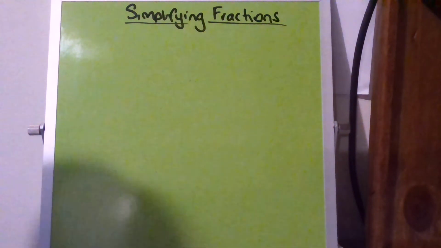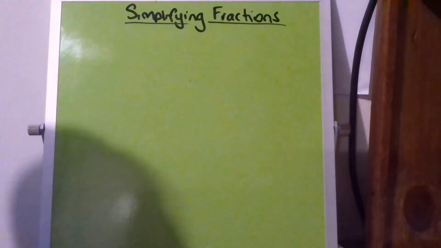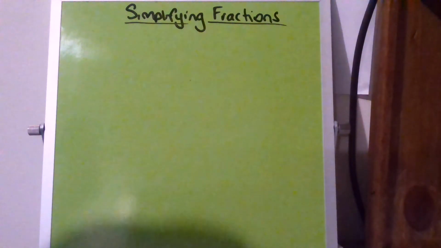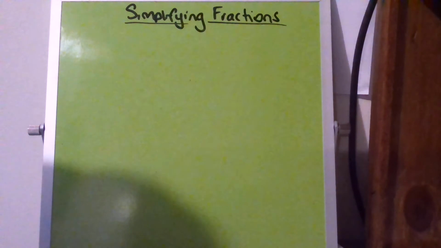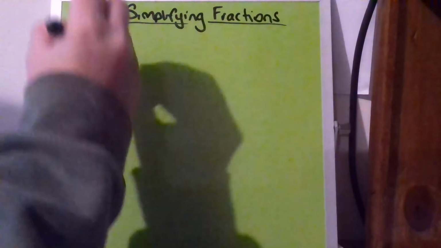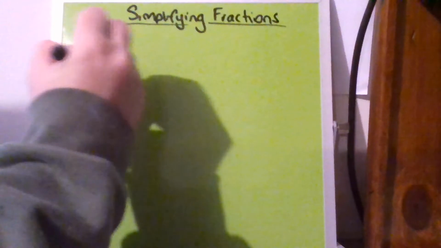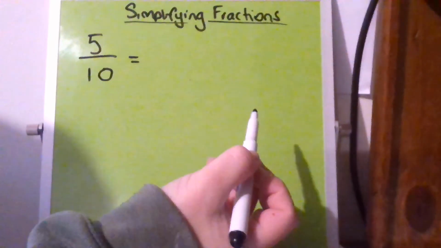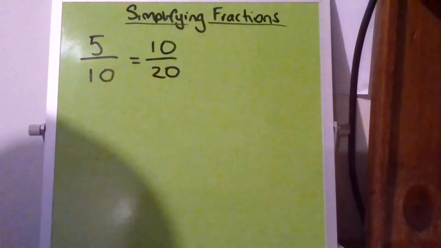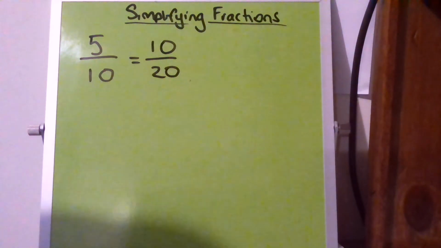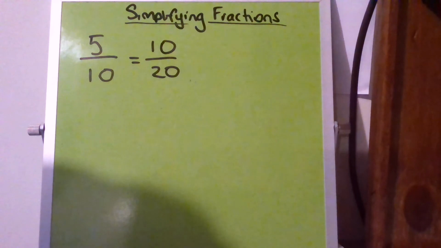This video is on simplifying fractions. We've already looked at equivalent fractions, where we have two fractions that have different numbers in them but have the same value. A simple fraction is just the equivalent fraction which has the smallest possible numbers. So, for example, I could write 5 out of 10 several different ways as equivalent fractions. It could be 5 out of 10, it could be 10 out of 20. But the simple fraction will be the one where these values are smallest.